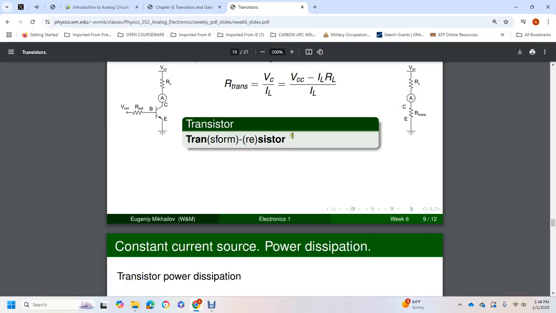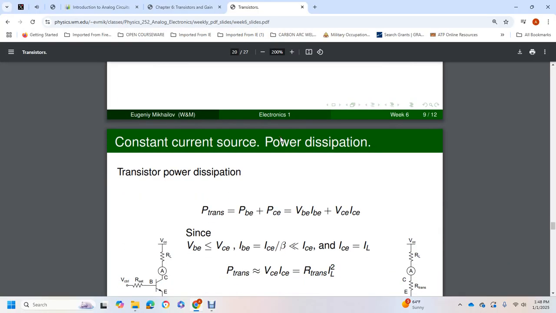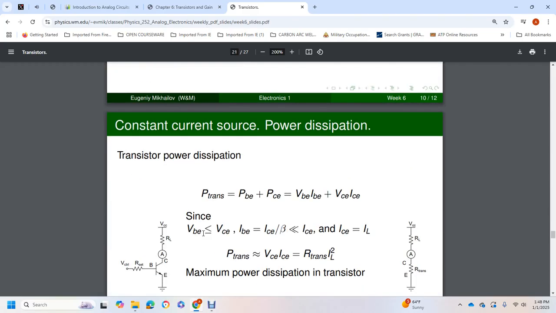Transistor resistor, and a different power. Transistor power dissipation: the base emitter power plus the collector emitter power equals the base emitter voltage times the base emitter current, plus the collector emitter voltage times the collector emitter current. Transistor power dissipation equals power of the transistor plus power of the base.